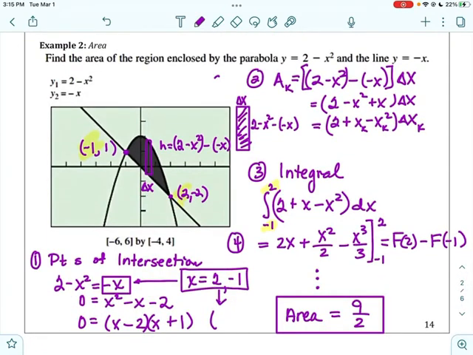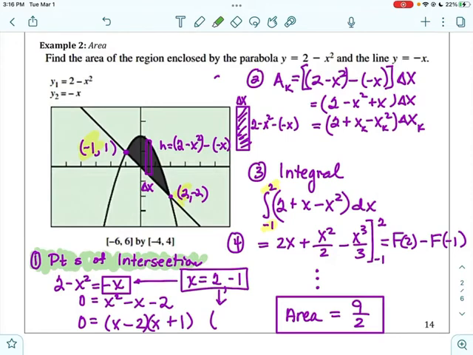Find the area of the region enclosed by the parabola y equals 2 minus x squared and the line y equals negative x. Remember, you have to ask what if we didn't have a graph of this? I'm giving the graph so that we can expedite the process of working through the problem with the important details. We have points of intersection that we sometimes have to find. That means you just solve a system, setting the two equations equal to each other.